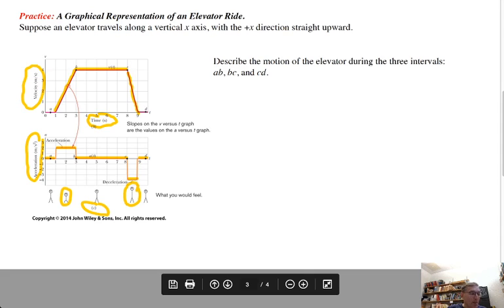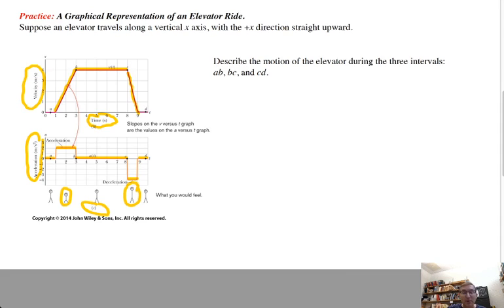Okay? So that's an example of interpreting the motion of a particle from a velocity time curve and an acceleration time curve. And as I mentioned, if we gave you the velocity time curve, you should be able to draw that acceleration time curve for yourself with exactly the same level of detail as is shown here.